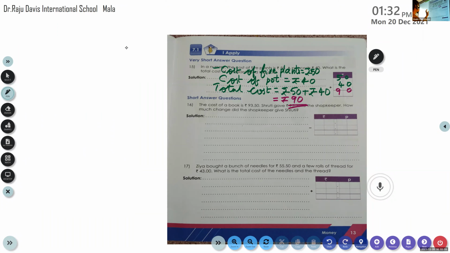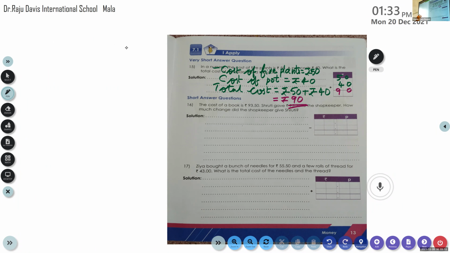All of you please listen here. The cost of a book is 93 rupees 50 paisa. Shruti gave 95 rupees 50 paisa to the shopkeeper. How much change did the shopkeeper give Shruti? Listen, the cost of a book is 93 rupees 50 paisa only. But she gave 95 rupees. So there should be some balance, no? Yes. So we have to find out how much balance is there.